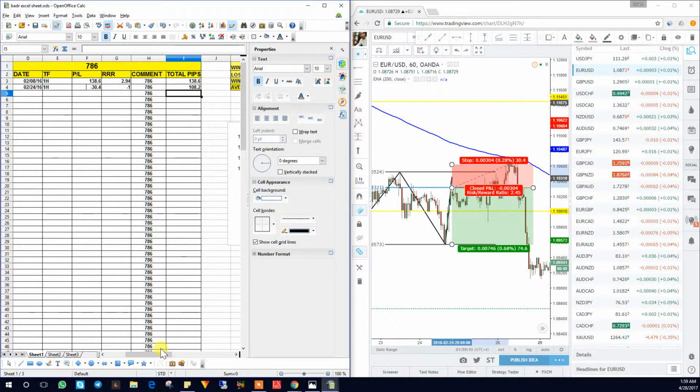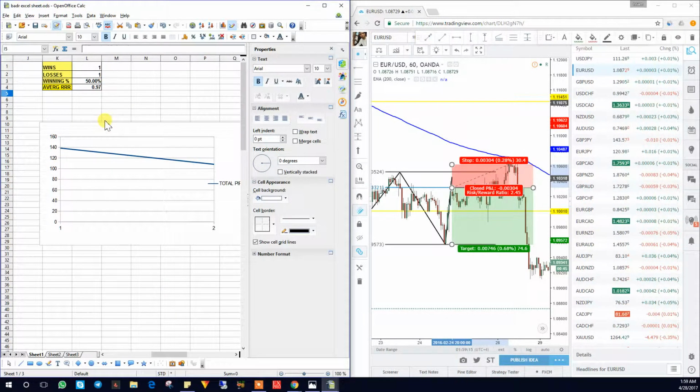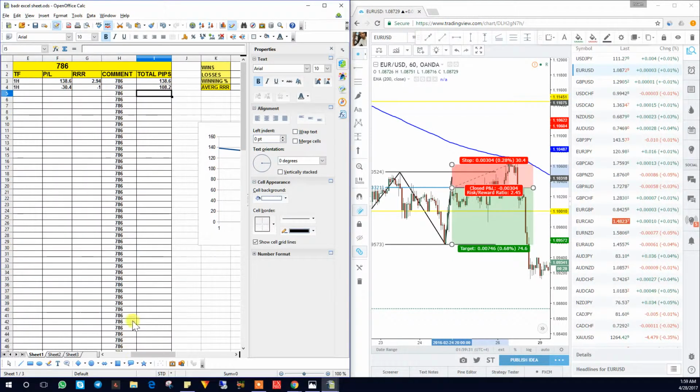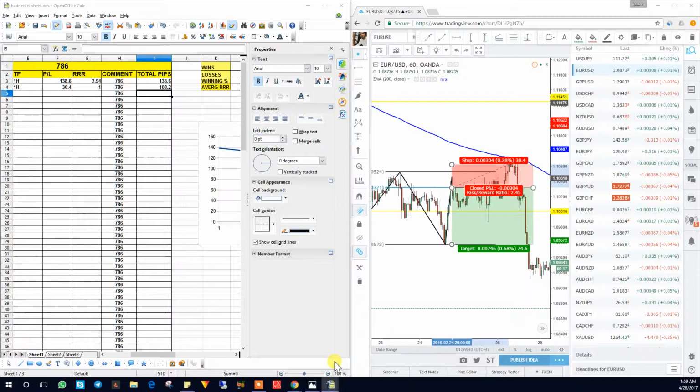All right, so let's see the stats. The stats are these. The wins are 1, the losses are 1, the winning percentage is 50%, and the average risk reward ratio is 0.97. So you keep on doing this, and you keep on filling the table, and it's gonna give you, like a year back, the stats. So I have already back tested this strategy. I'm gonna show you the stats that I had.